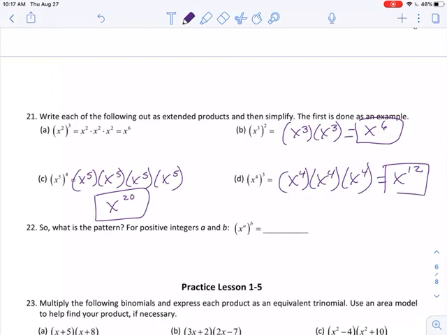So what's the pattern for positive integers a and b? If you have x to the a to the b power, when I have that power to a power, look right here, power to a power, and I got 6. Power to a power, I got 6. Power to a power, I got 20. And power to a power, I got 12. So the pattern is you are multiplying. When you have a power to a power, you are multiplying those exponents. So this is x to the a times b. And you're going to remember you're multiplying because you have those parentheses there.